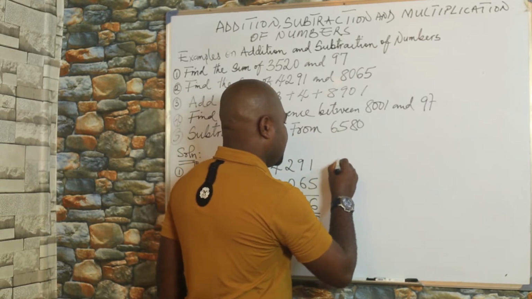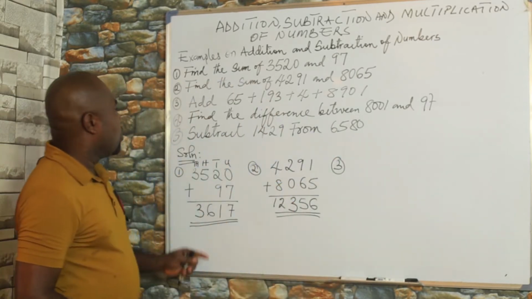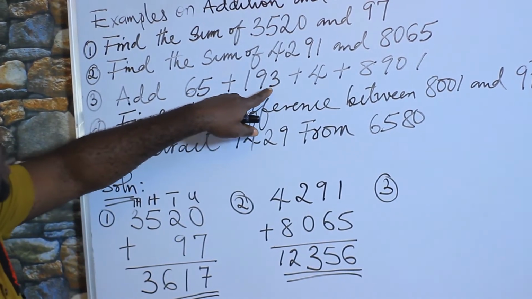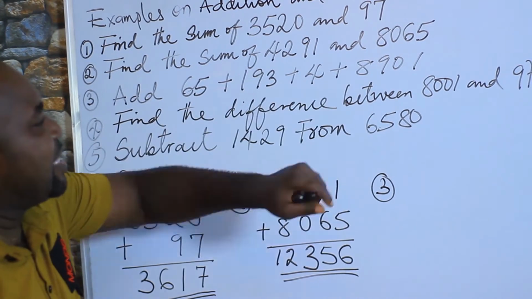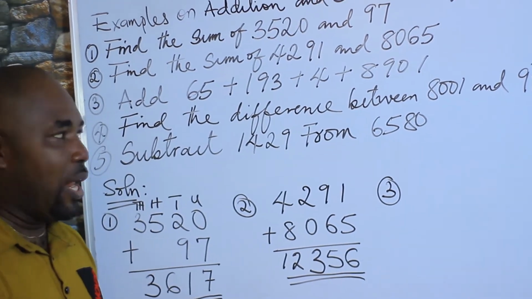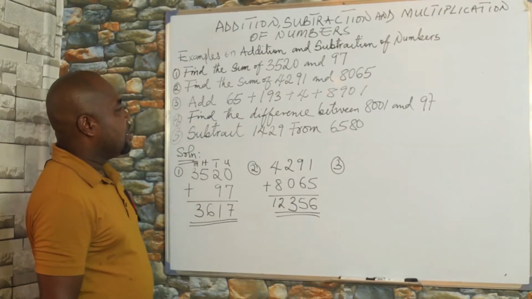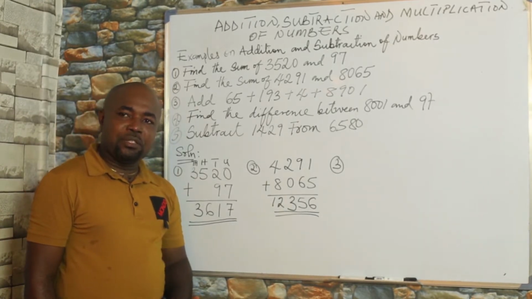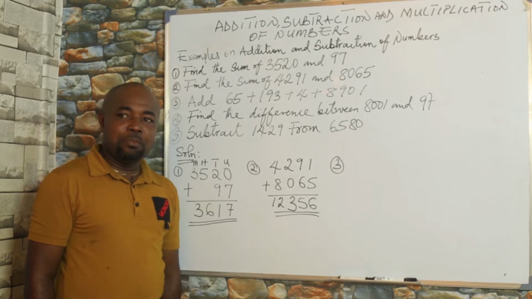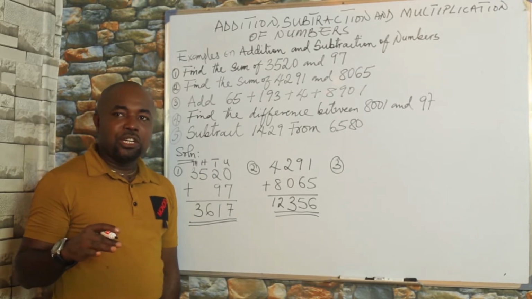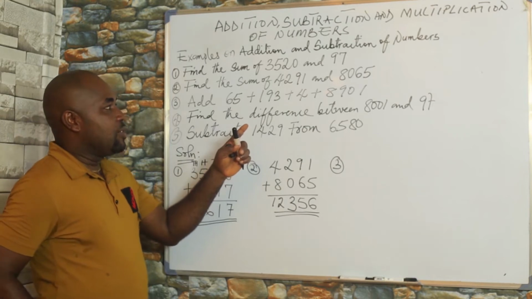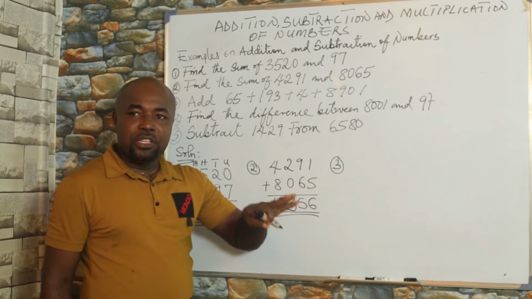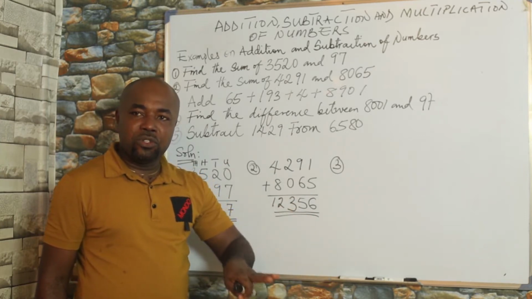Number 3. Add 65 plus 193 plus 4 plus 8901. Here we need to apply the place value of numbers, and at the same time we need to rearrange these figures, these numbers, in such a way that we follow the place value of numbers.